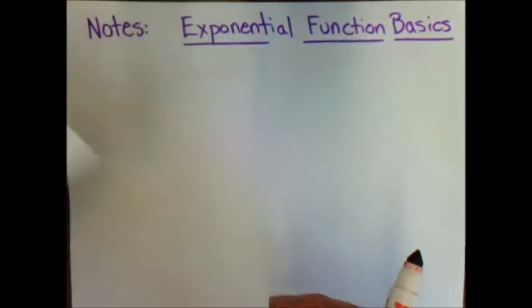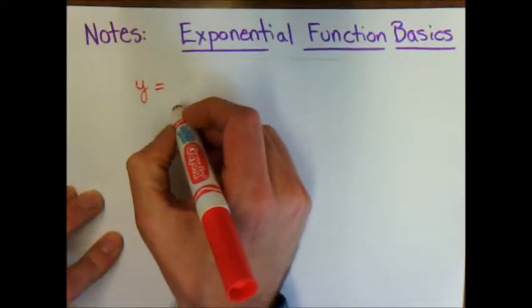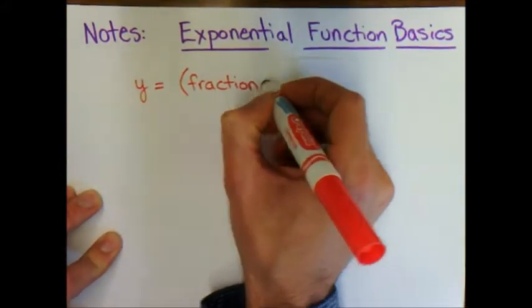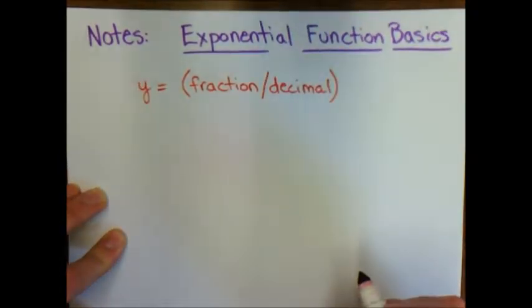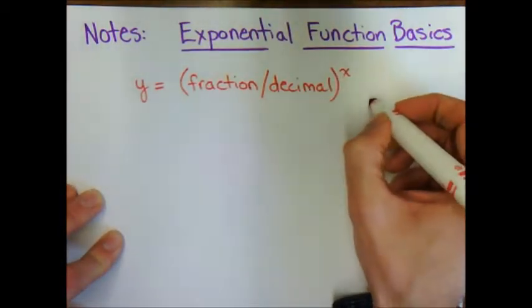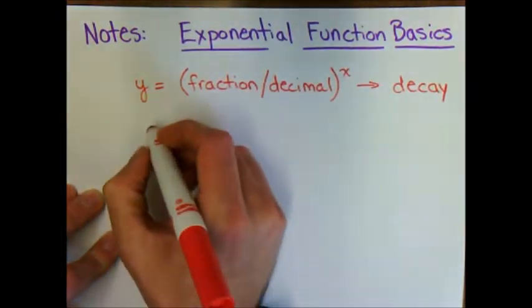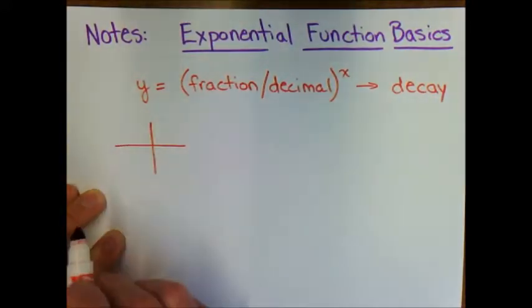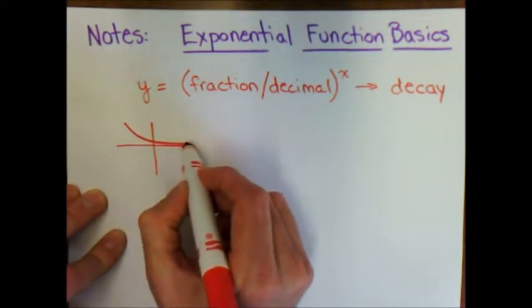Something else we need to know. When we have an exponential function where the base is a fraction or a decimal, so that's anything between 0 and 1, and it's positive, we're raising it to a positive exponent, this too will result in decay. And so our decay graph, again, looks like this.